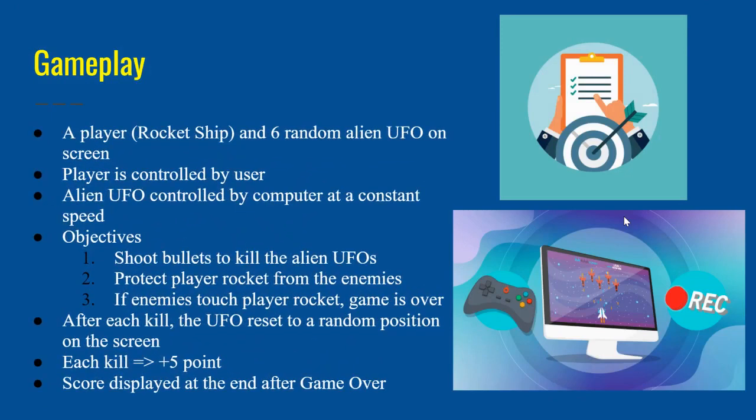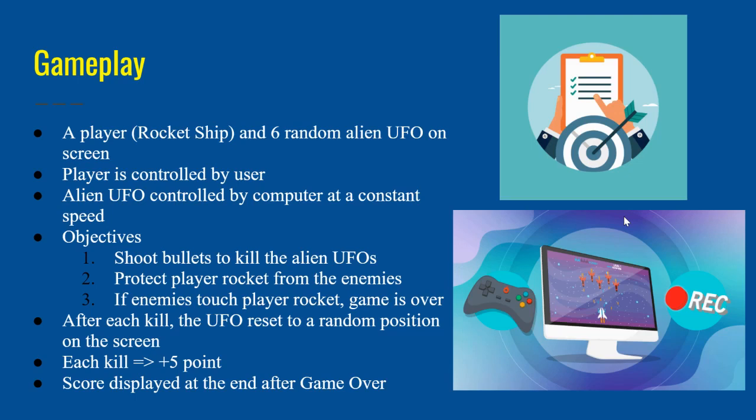So there's going to be a player, which is you, the user, in the form of a rocket ship and 6 random alien UFOs on the screen. The number of UFOs can be changed by changing the constant variable in the code, which I'm going to show you later. The player is controlled by the user. The alien UFO is automated and it's going to be controlled by the computer at a constant speed, and they're going to appear randomly on the screen.